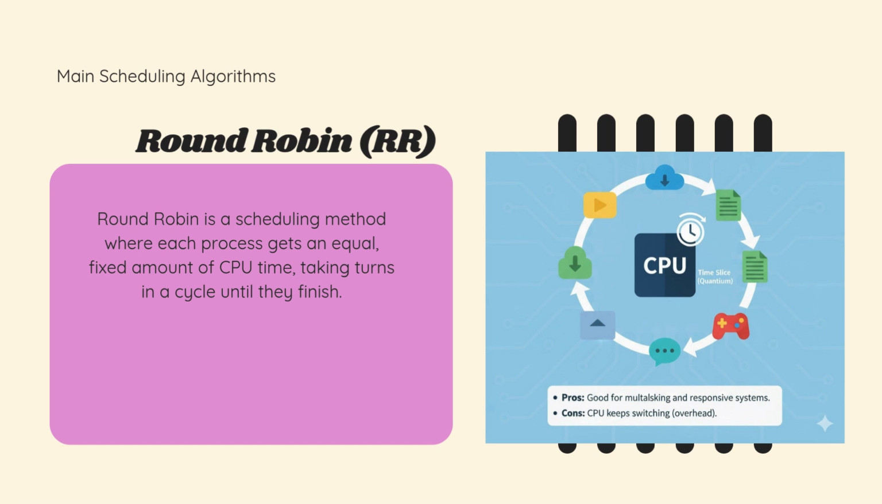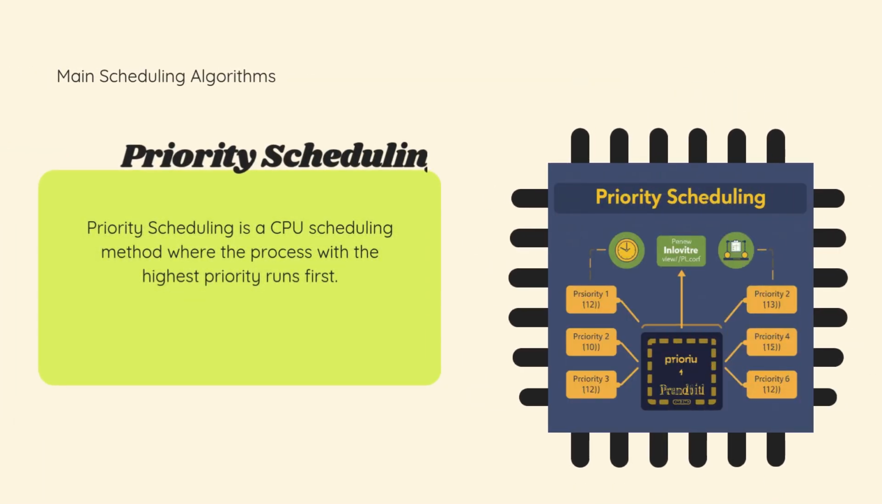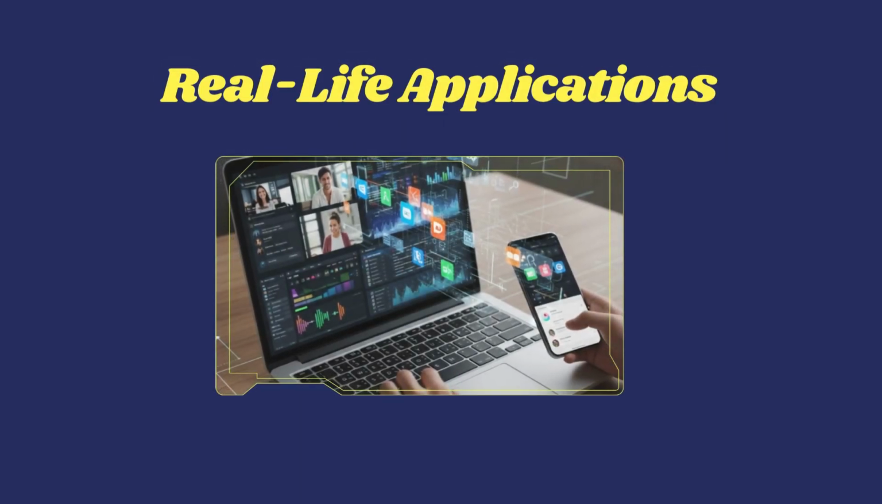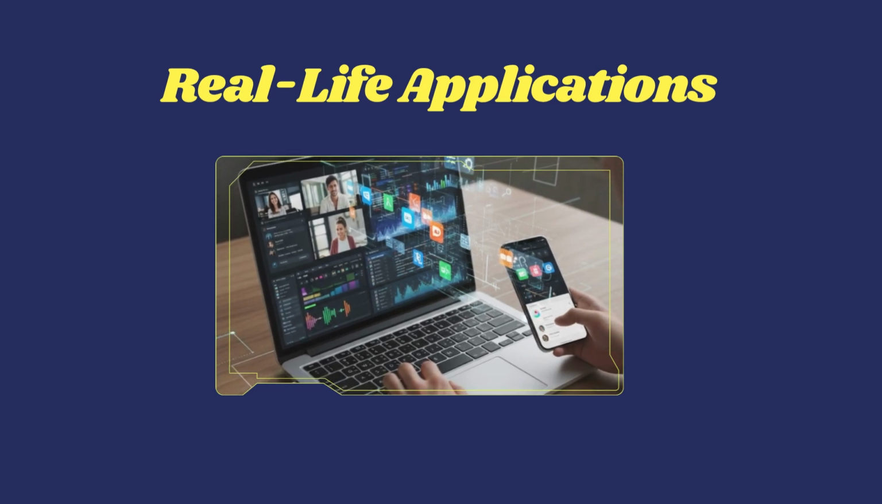It also has pros and cons. The pros are that it is good for multitasking and responsive systems, while the con is that the CPU keeps switching, which can add some overhead. The last one is priority scheduling. Priority scheduling is a CPU scheduling method where the process with the highest priority runs first.